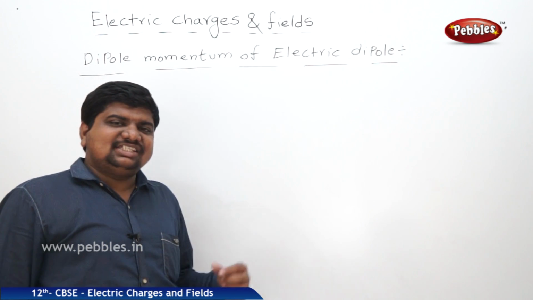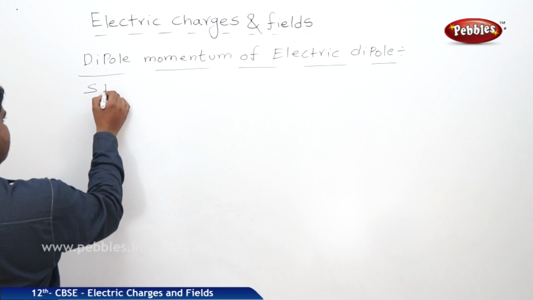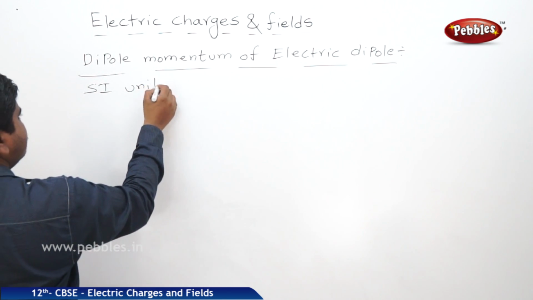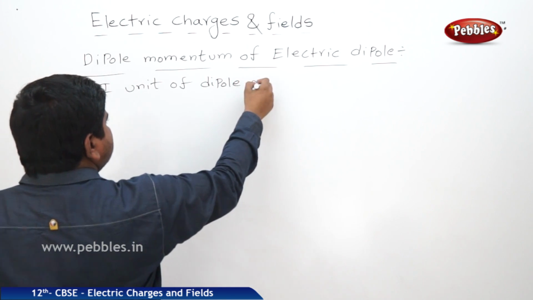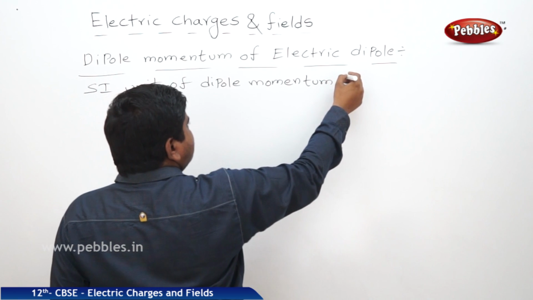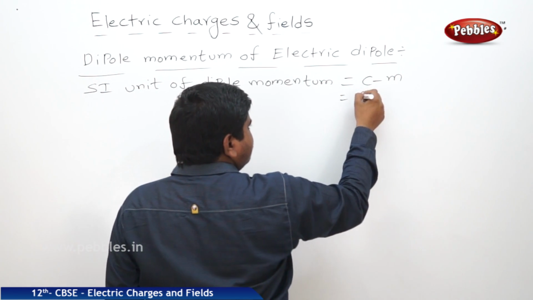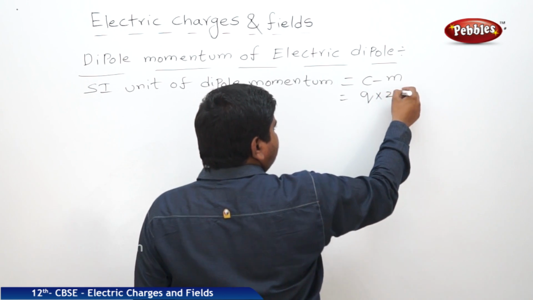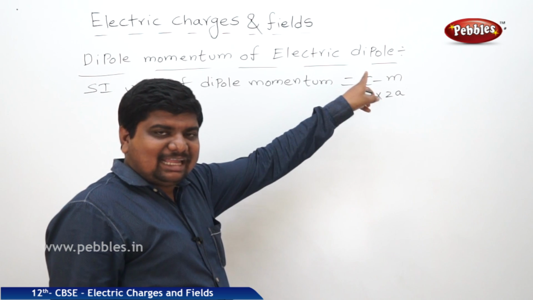So the SI unit of dipole momentum is coulomb meter. Dipole momentum is equal to coulomb meter, nothing but Q into 2A. Now we are going to write down the dimensional formula or dimensions of P.